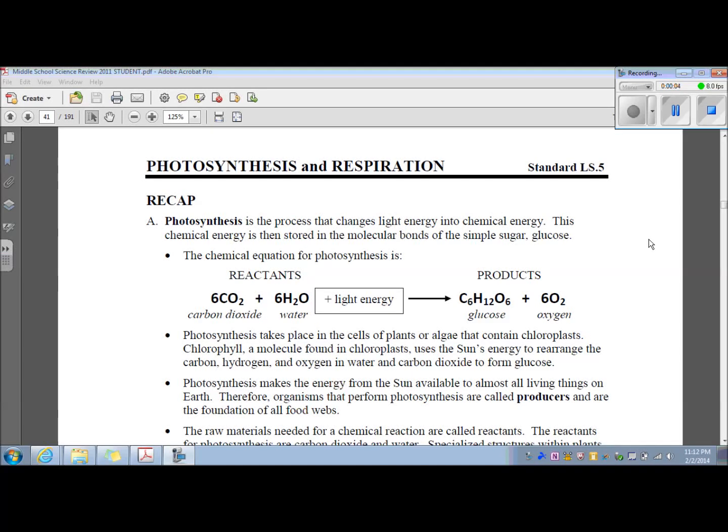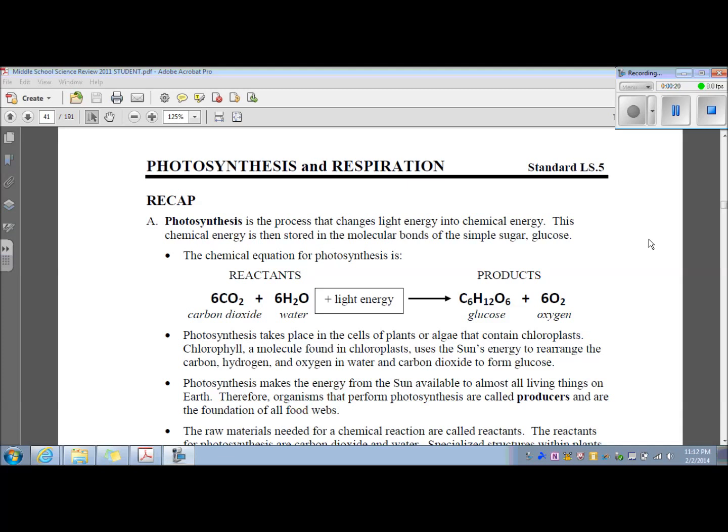Photosynthesis and Respiration, page 31. Recap, Section A. Photosynthesis is the process that changes light energy into chemical energy. This chemical energy is then stored in the molecular bonds of the simple sugar glucose.